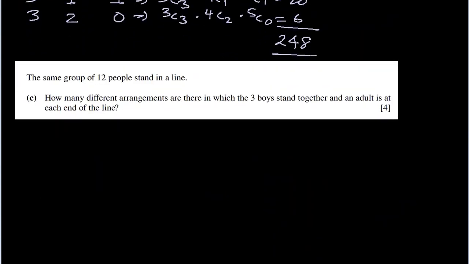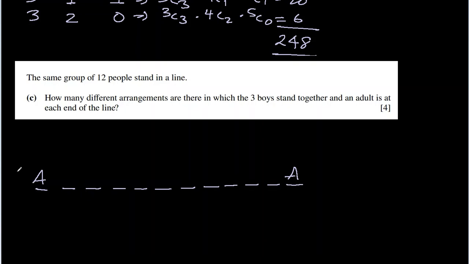Next part. The same group of 12 people stand in a line, okay? How many different arrangements are there in which 3 boys stand together and an adult is at each end of the line? Which adult, specific adult, they have not said. So 1, 2, 3, 4, 5, 6, 7, 8, 9, 10, 11, 12. This is taken by any adult. This is also taken by any adult.